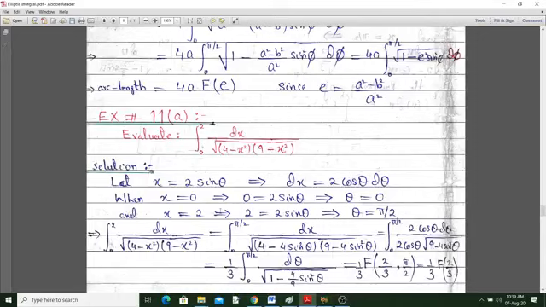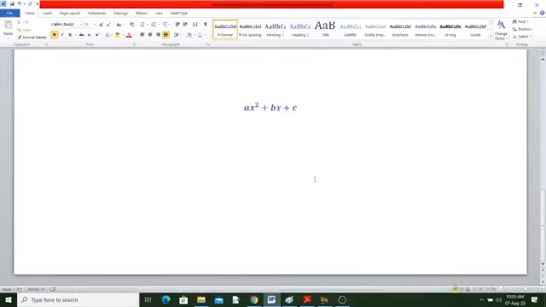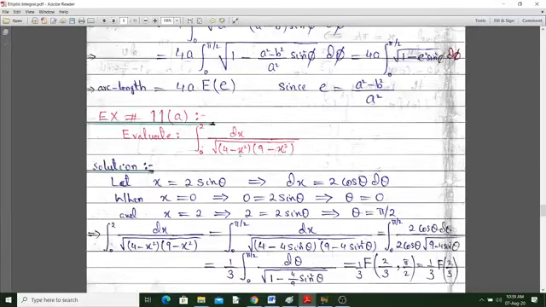Next example. Before going to the next example, let me first explain this expression. You see this is a quadratic expression. So a is the coefficient of x square, or you can say a is the quadratic term, b is the coefficient of the linear term, or we can say b is the linear term, and c is the constant term. Sometimes in a complex integral, you see we have only two terms. Number one is the quadratic term and number two is the constant term.